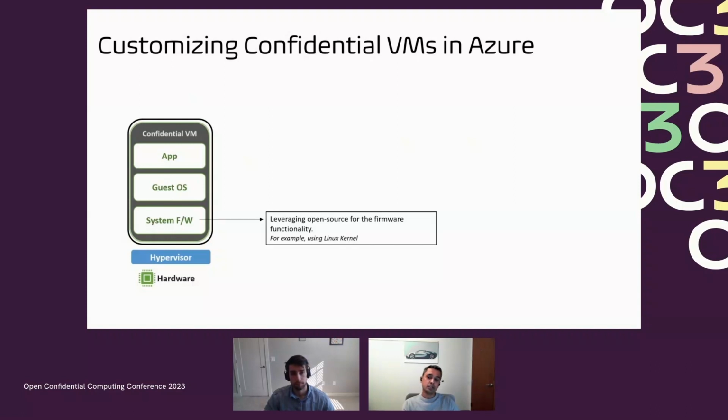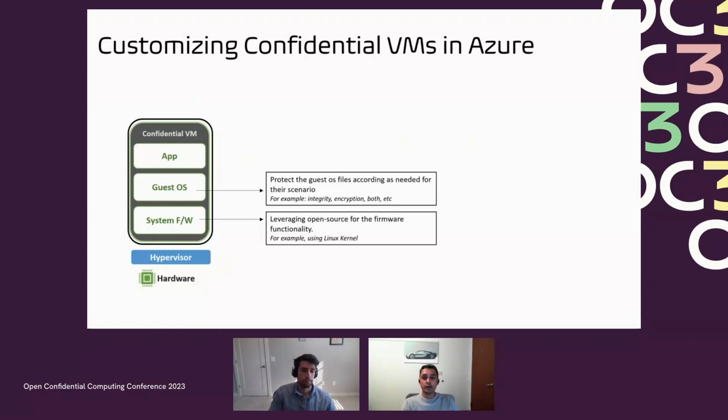When we think about system firmware, what kind of customization or options can we give to users? Basically, leveraging open source and allowing them to control this component is a good sort of customization there. And when you think about the guest OS, there are operating system files, modules, and a lot of things, and there could be secrets in some scenarios. So we give users the option to bring in their own protection, like integrity, encryption, or both, or whatever ways you can implement those protections.